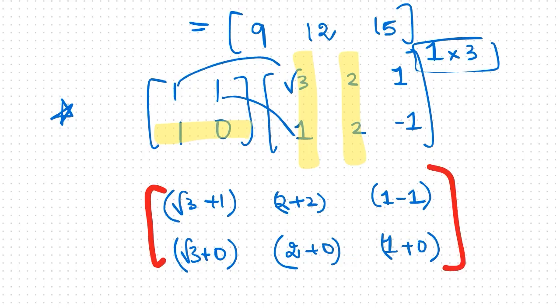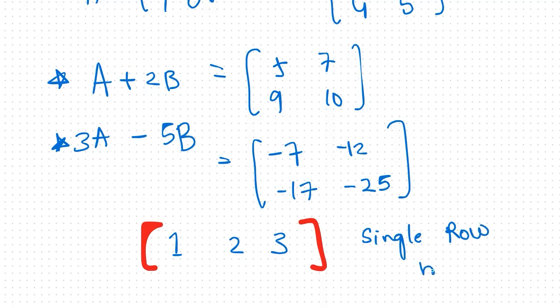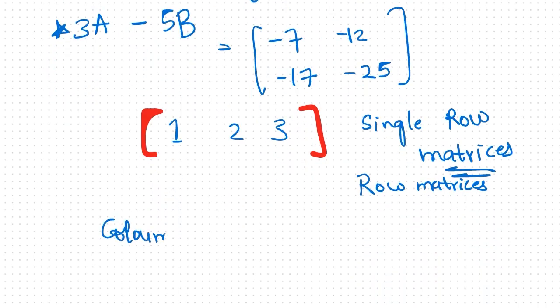Now we come to types of matrices. If I write a matrix with just a row, there is no column. This single-row matrix is called a row matrix. Column matrices mean only one column, like 1, 2, 3, 4, 5, 6, doesn't matter the size.